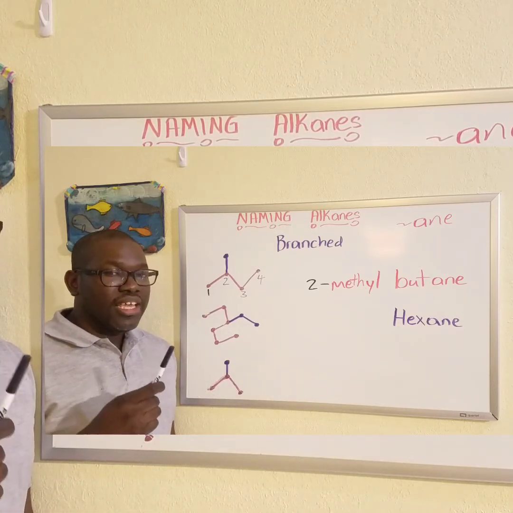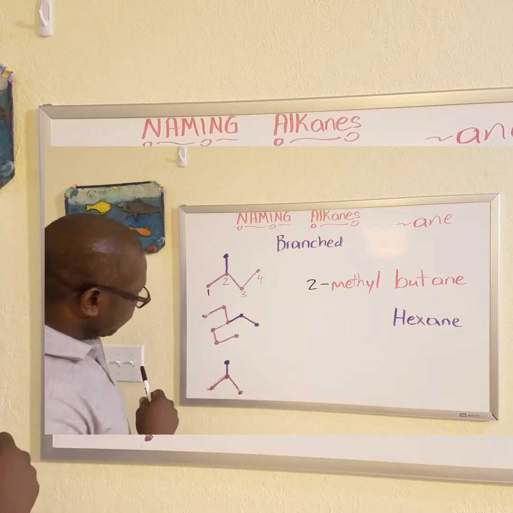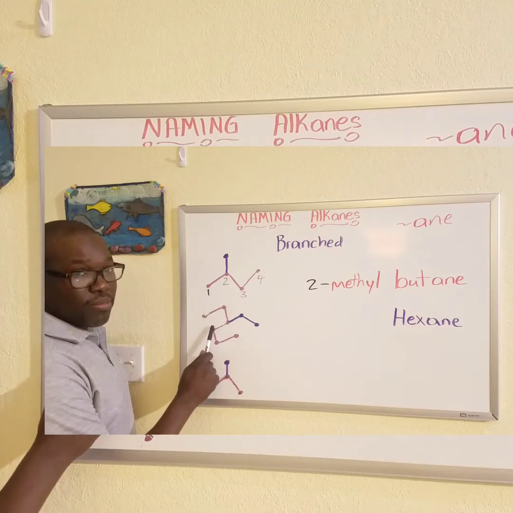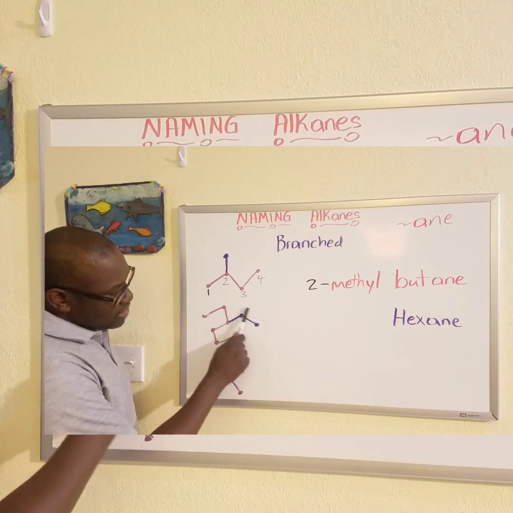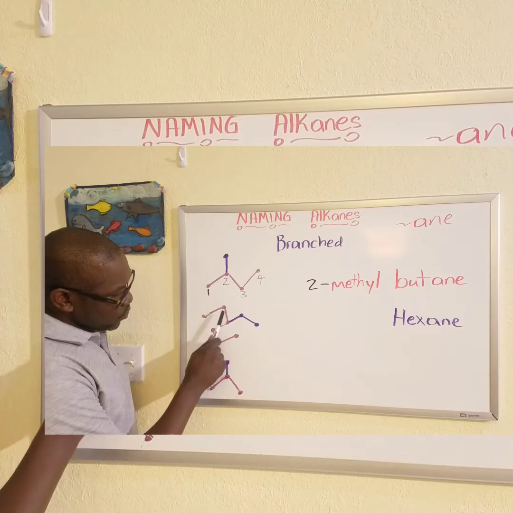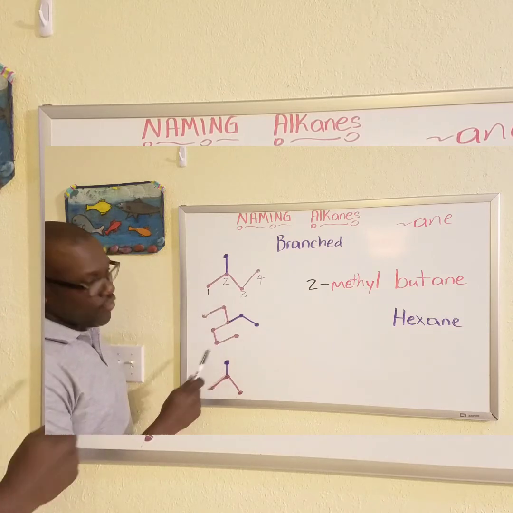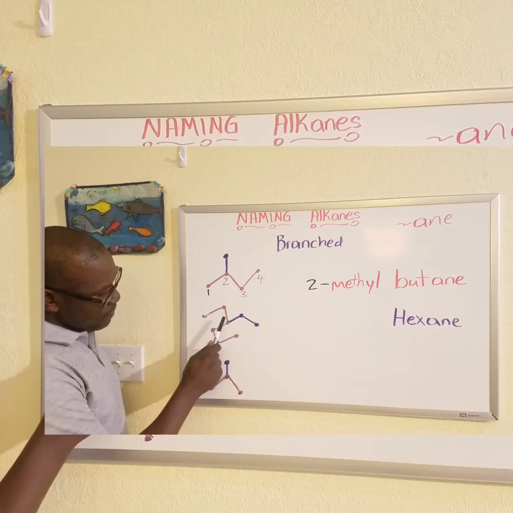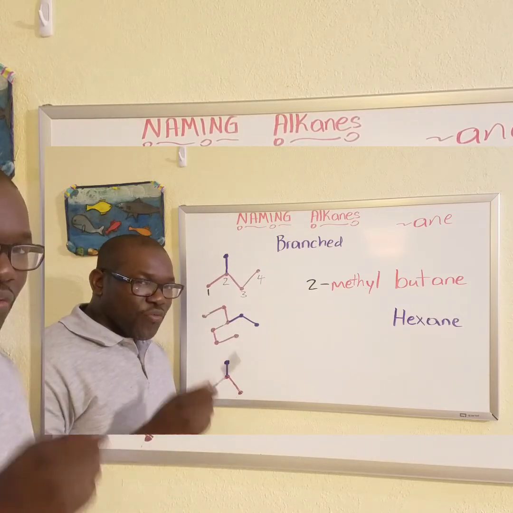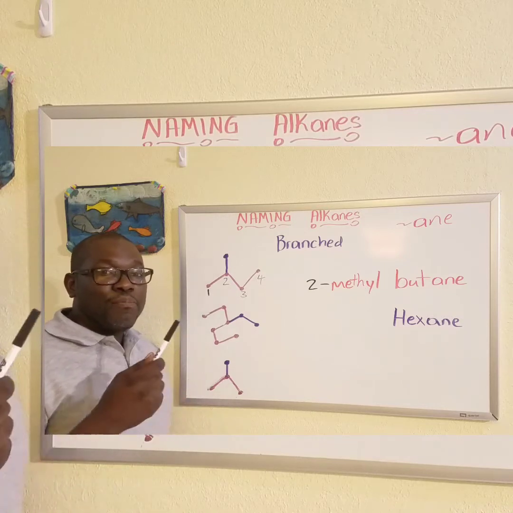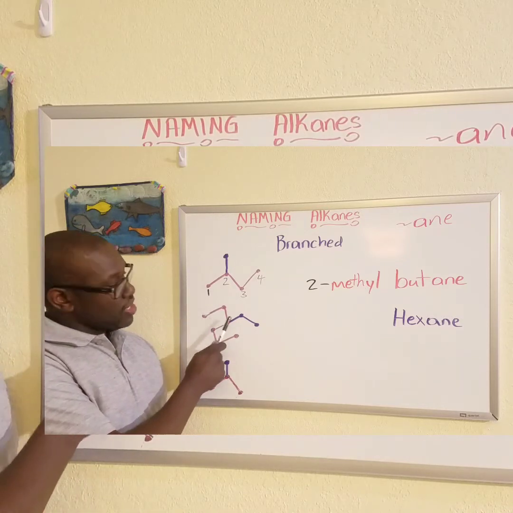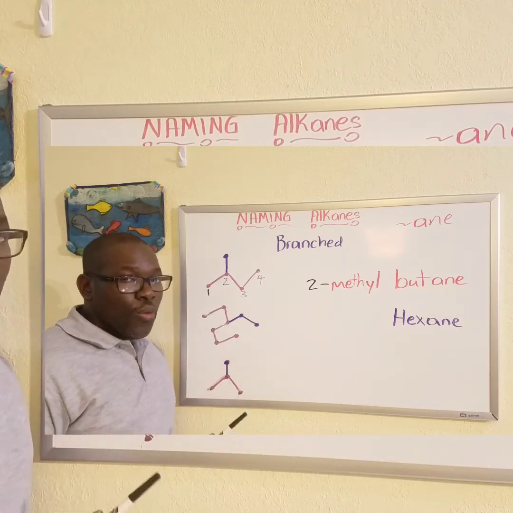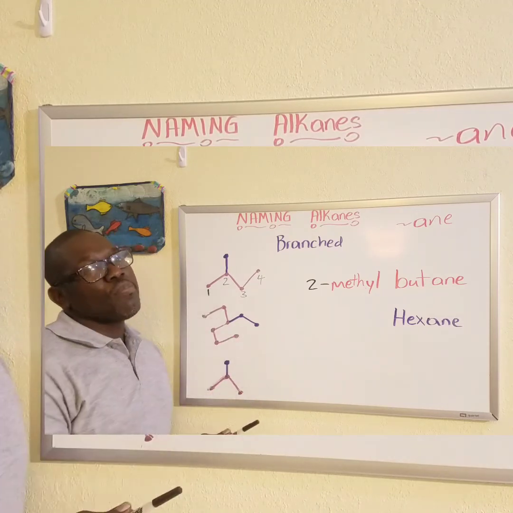Remember, we're counting in every possible direction. So 1, 2, 3, 4, 5, 6. Counting from top to bottom, the branch is on the third carbon. 1, 2, 3. There you have that. Now let's count from bottom to top and let's see what we get. 1, 2, 3, 4. Great. So from that we realize that the branch counting from top to bottom is on carbon number 3. Counting from bottom to top is on carbon number 4. Which means that we're going to number from top to bottom.